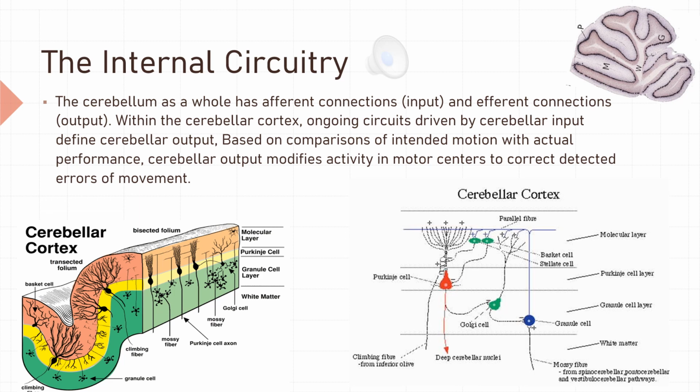The granule cells and Purkinje cells specifically play a key role in processing and transmitting the information that it receives, while the deep cerebellar nuclei act as the final output pathway from the cerebellum to the other parts of the brain.